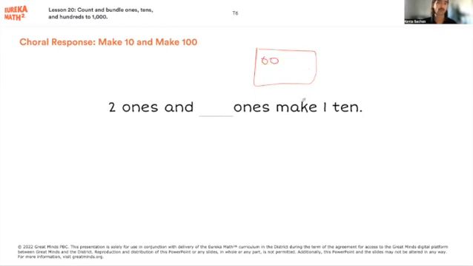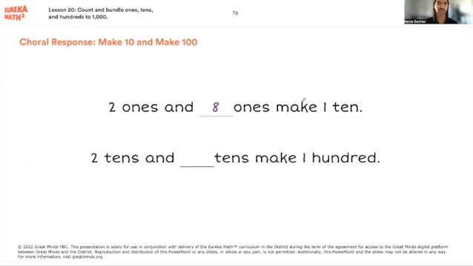Okay, now this time I'm starting off with just 2 ones. How many more ones do I need to make 10, Paloma? I only have 2, right? I need 1, 2, 3, 4, 5, 6, 7, 8 ones. 2 ones and 8 ones make 10. How about with our tens? 2 tens and how many tens make 100? Vanya? Good, right? 2 tens and 8 tens, or 20 and 80, make 100.